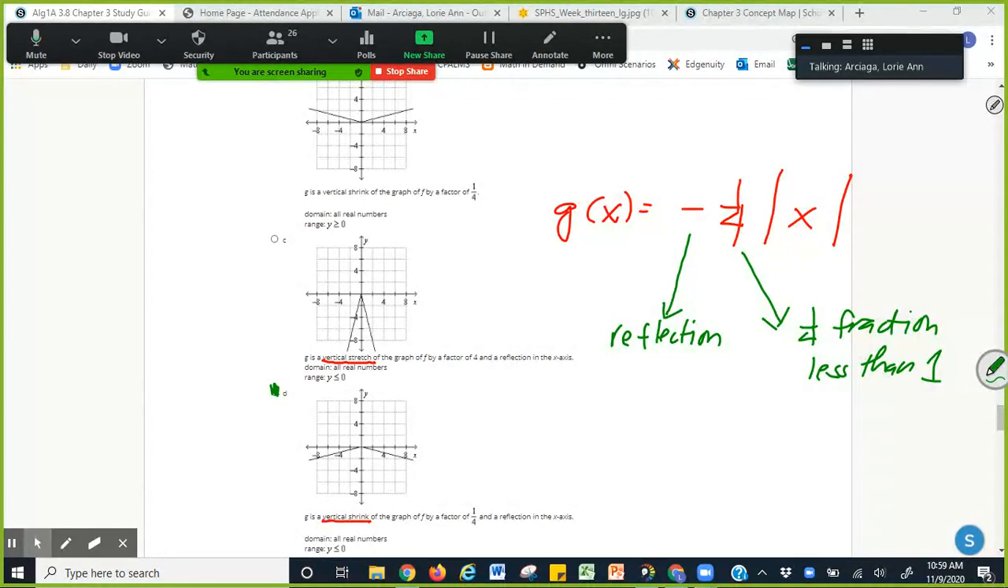Try to find that among your choices. If it's a fraction, it makes the graph wider, or lower, right? So find that among the choices. I'm going to clear the ink.